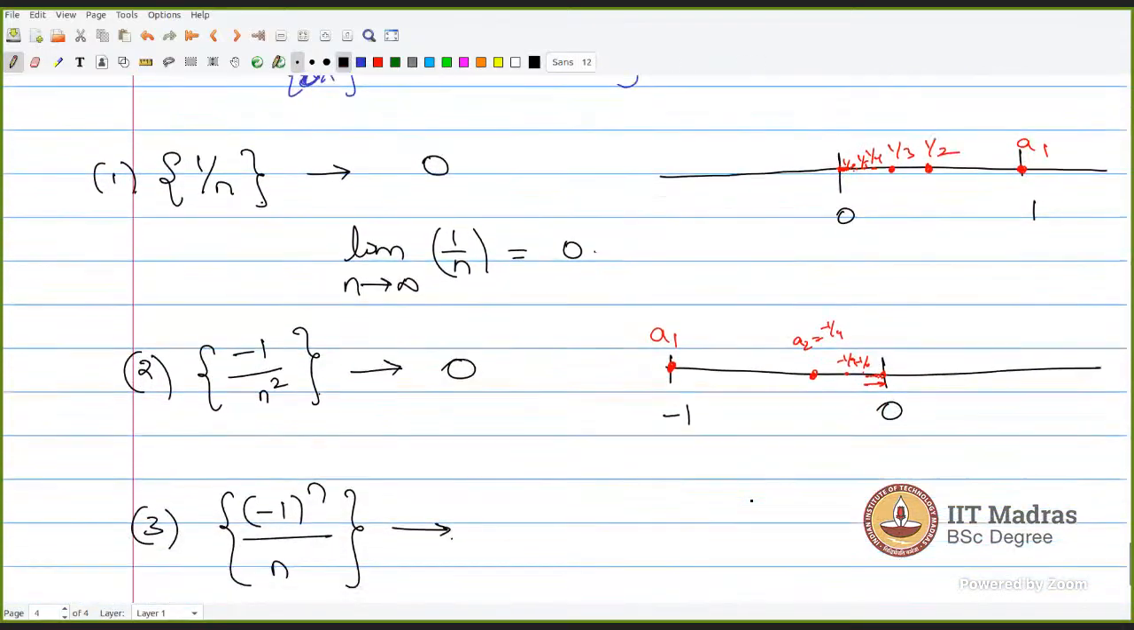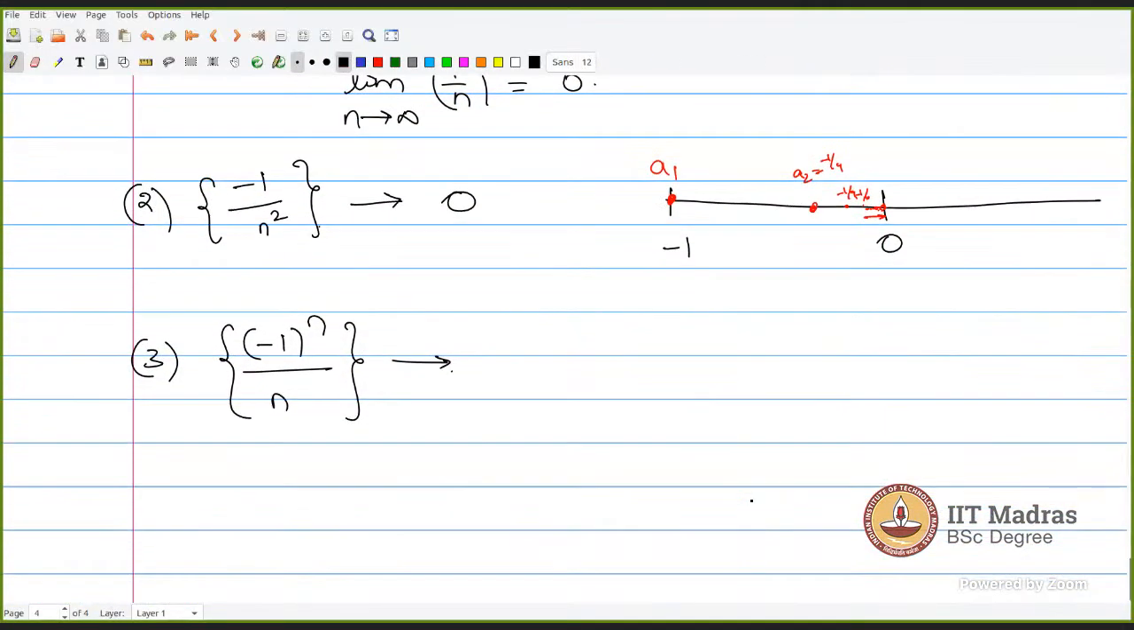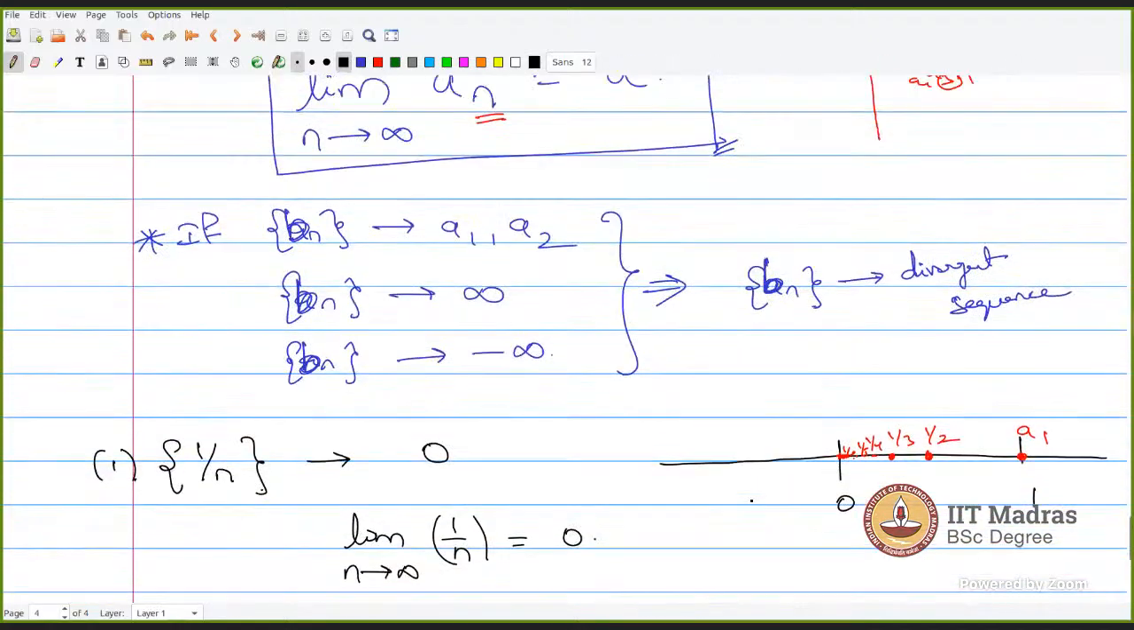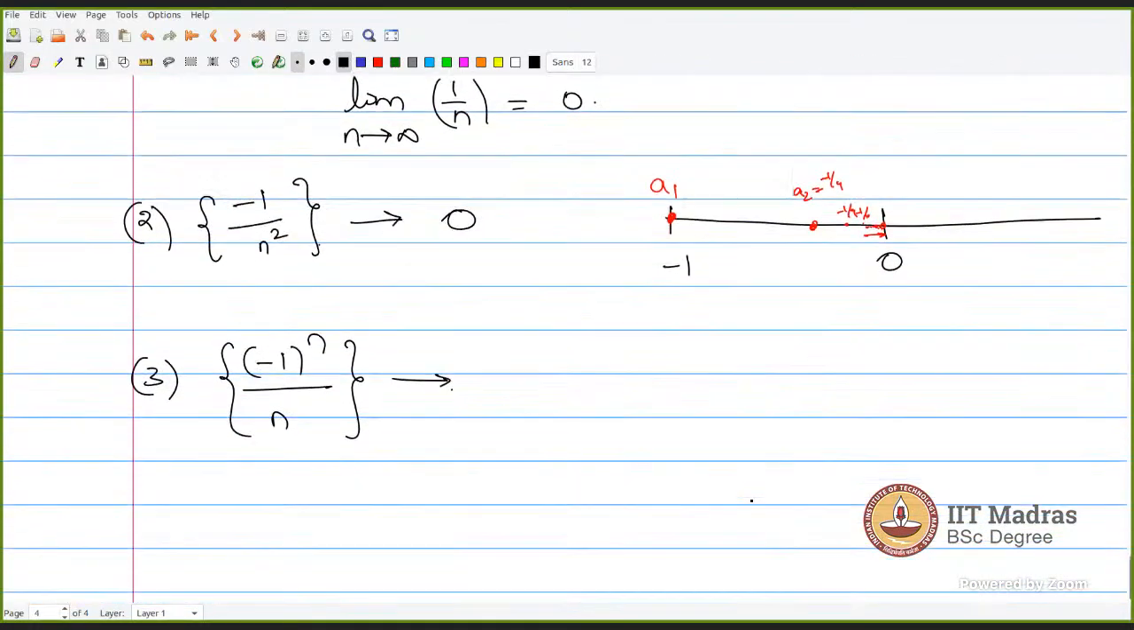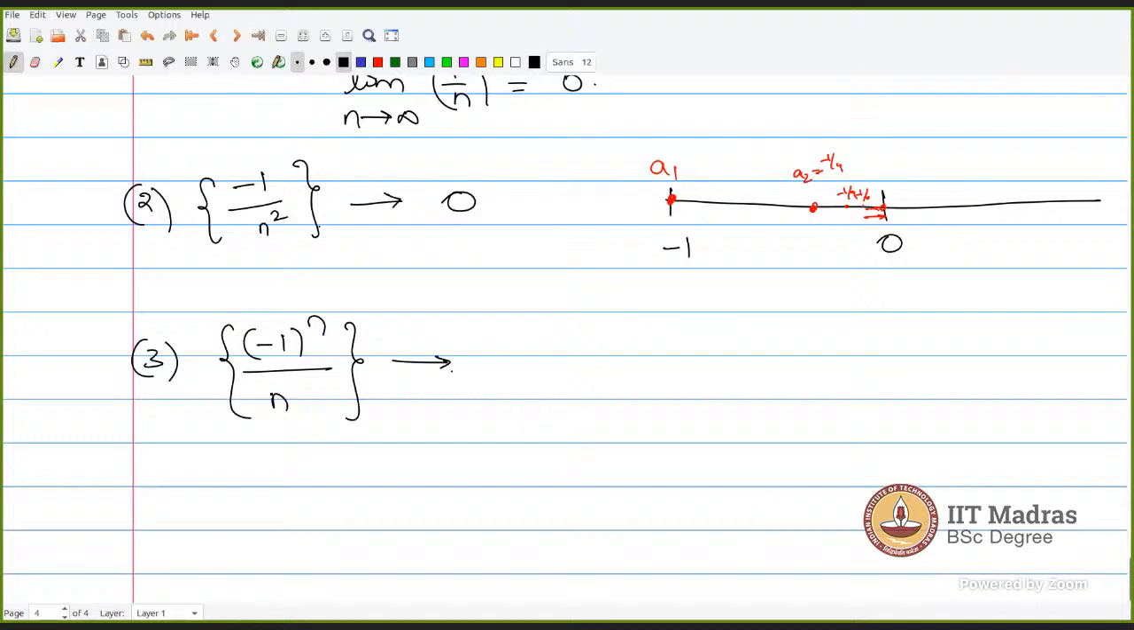Then when is it called divergent? Divergent is when it tends to infinity or to minus infinity, or when my sequence is converging to two different values, a1 and a2. Sometimes it is converging to 1, and when I change my value of n, sometimes it will converge to minus 1, like that. I will tell you an example. So now tell me this.